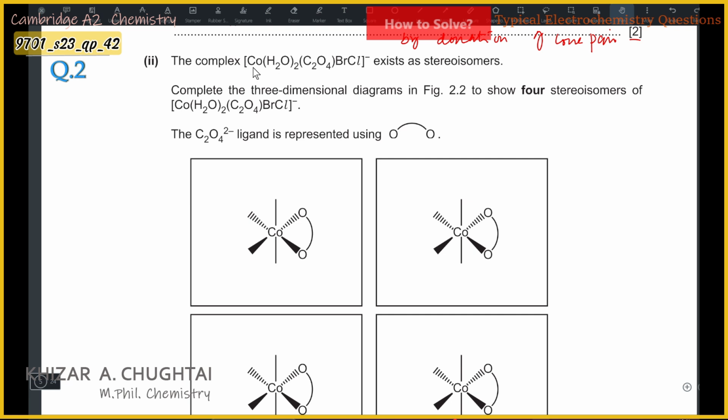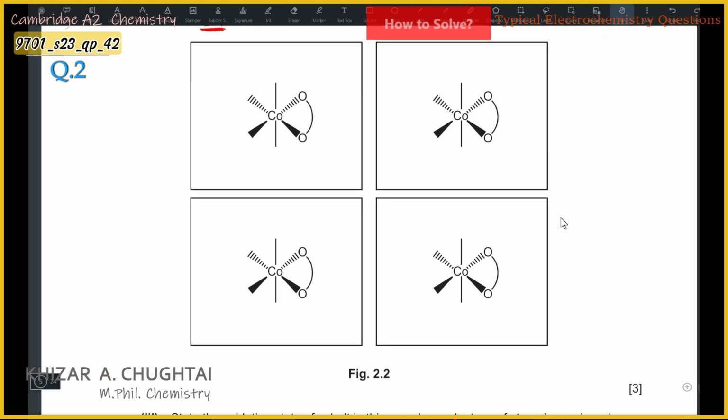Next question, the most important question in my opinion, is about stereoisomerism. The complex is cobalt, diaqua, oxalate ion, bromo, chloro, negative. This whole complex exists as stereoisomers. Complete the three-dimensional structures in figure 2.2 to show four stereoisomers of this complex. One thing here is that he has fixed this oxalate ion ligand, and in all these four diagrams it has the fixed structure.